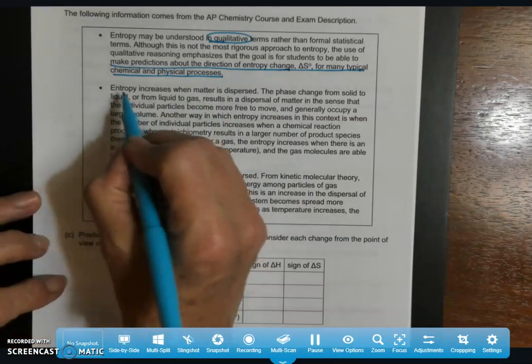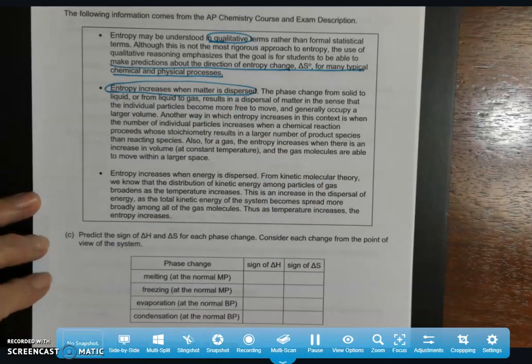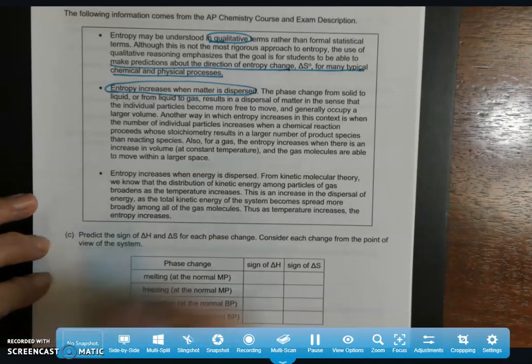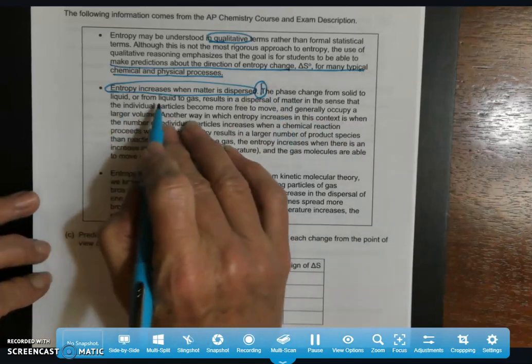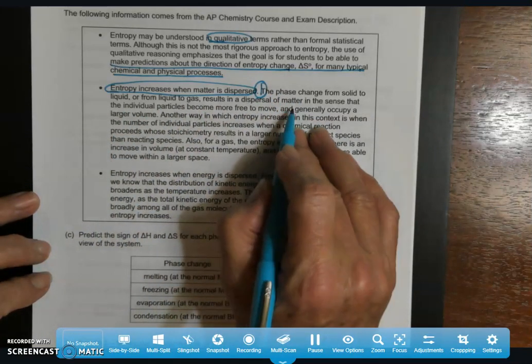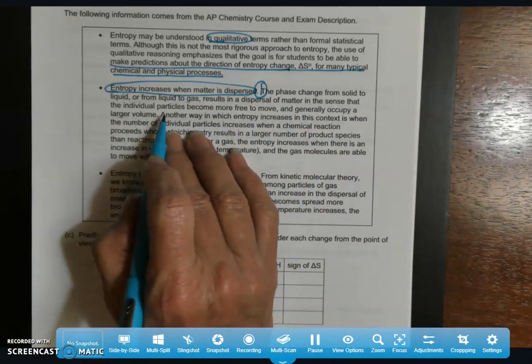Now, entropy increases when matter is dispersed. That is the tendency of nature. Nature tends to go towards disorder or randomness. So a phase change is one. From a solid to a liquid or liquid to a gas results in a dispersal of matter in the sense that the particles become more free to move.